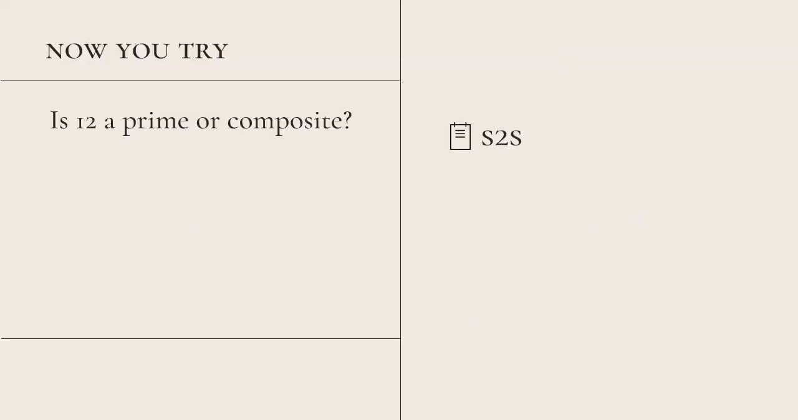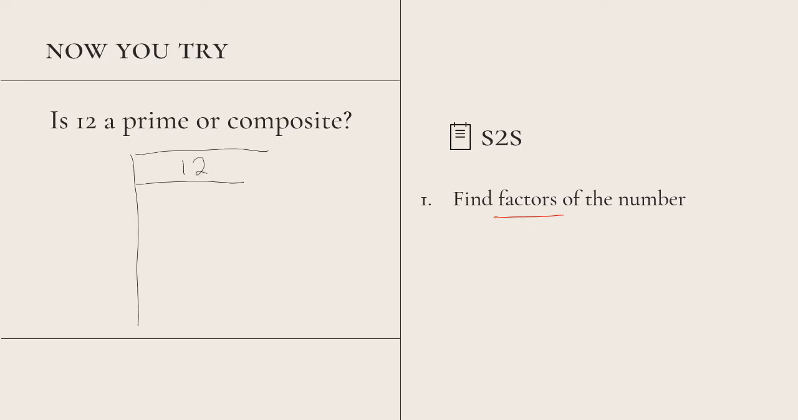Now it's time for you to try. Get a piece of paper and a pen or a pencil and try if 12 is a prime or composite. Remember, our step by step for today: step 1 is we are going to find factors of the number. So start with a big F and 12, and start with 1 times 12, and then you carry on to number 2. Is there such a thing as 2 times what gives you 12? And then carry on with number 3 times what gives you 12, and so on.